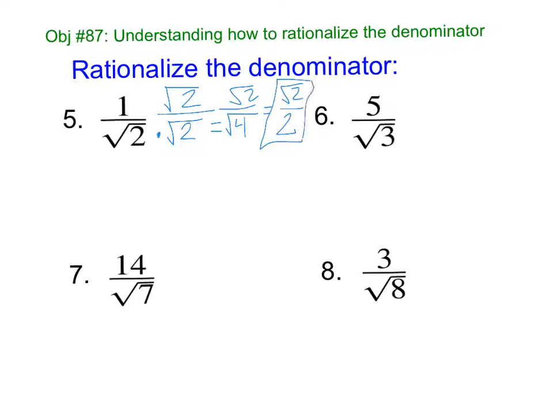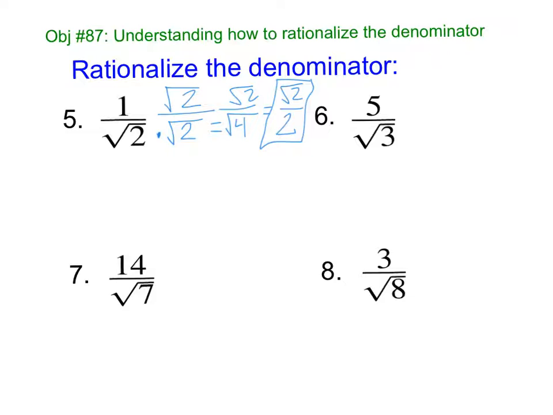Now this probably doesn't look any better to you, but as a math teacher it looks better to me because we no longer have a square root in the bottom. The bottom is just a regular 2, no square root. And that's the goal, to rewrite it so there's nothing in the bottom. No square root in the bottom.